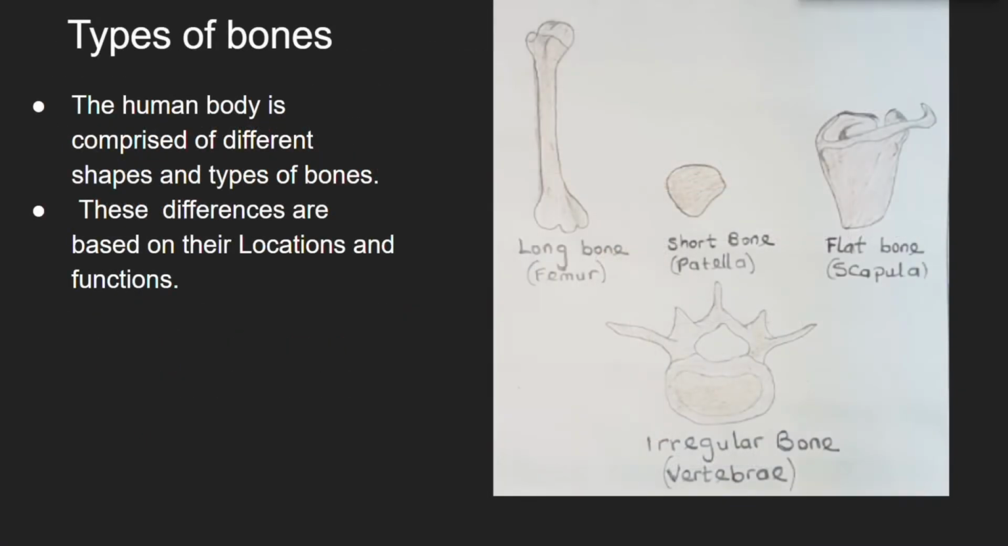The body comprises different shapes and types of bones based on their locations and functions. Examples include long bones like the femur, short bones like the patella, flat bones like the scapula, and irregular bones like the vertebrae.